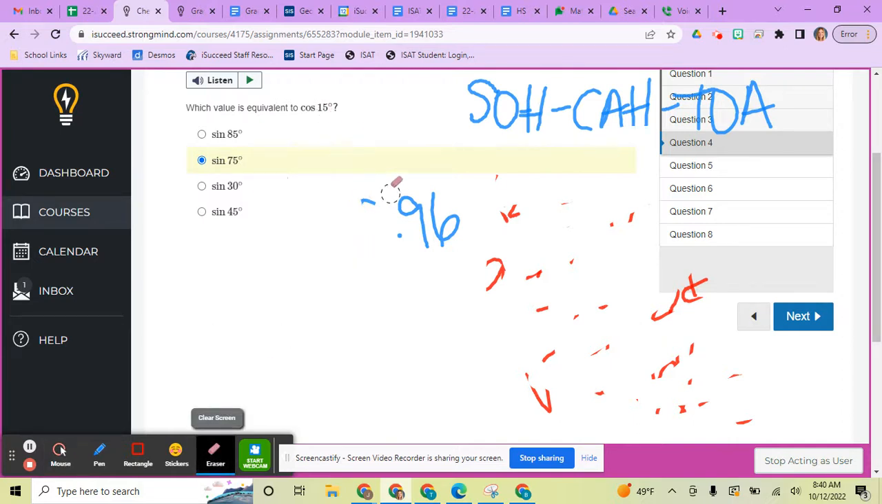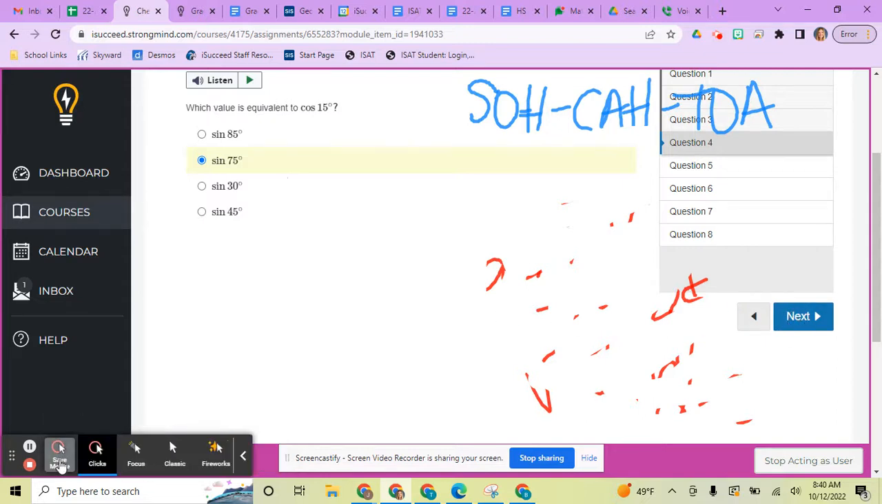You can also use an online graphing calculator to find the sine, cosine, etc. Like Desmos is a great calculator. If you need help with that, happy to help you with that as well.